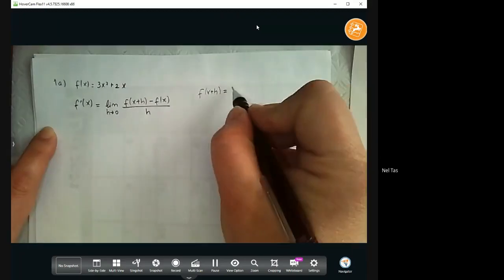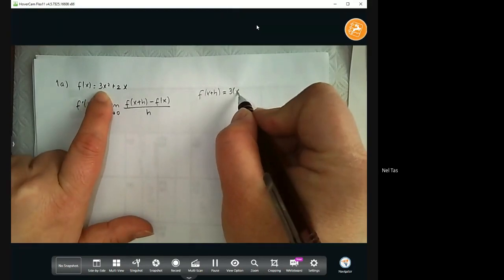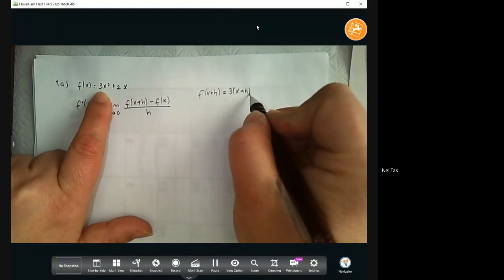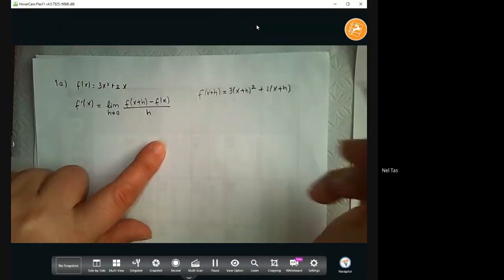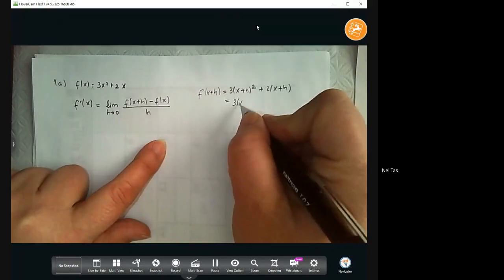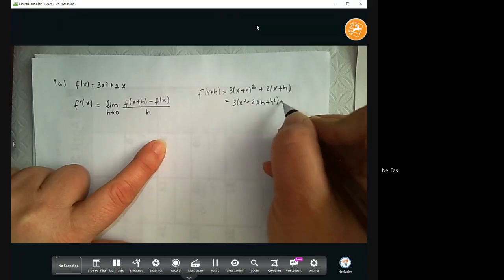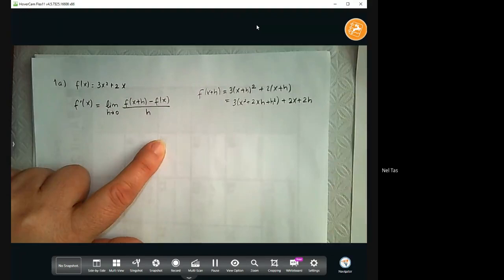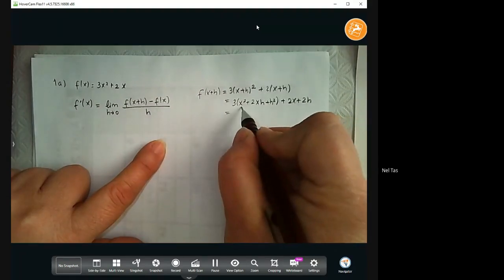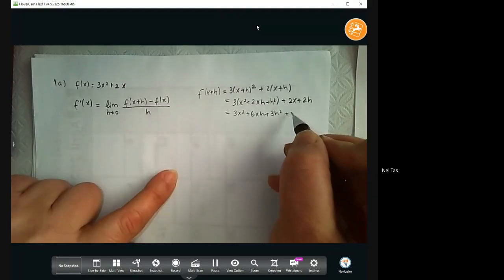So 3 times, sub x plus h for x in the function: 3 times (x plus h) squared plus 2 times (x plus h). So 3 times x squared plus 2xh plus h squared, plus, let's expand this bracket, 2x plus 2h. Now expand this one, distribute: 3x squared plus 6xh plus 3h squared plus 2x plus 2h.